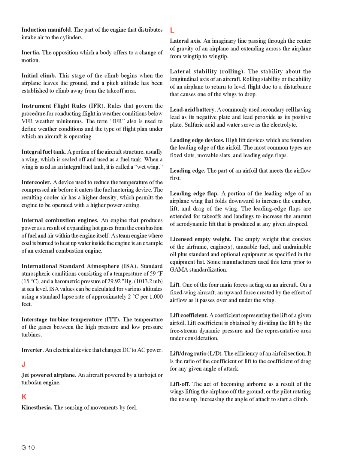Integral fuel tank. A portion of the aircraft structure, usually a wing, which is sealed off and used as a fuel tank. When a wing is used as an integral fuel tank, it is called a wet wing. Intercooler. A device used to reduce the temperature of the compressed air before it enters the fuel metering device. The resulting cooler air has a higher density, which permits the engine to be operated with a higher power setting.